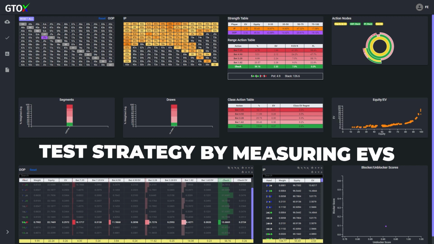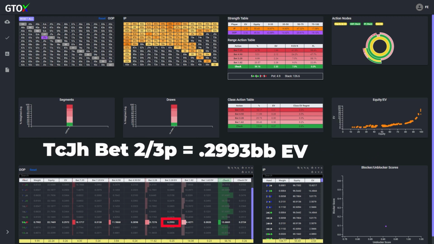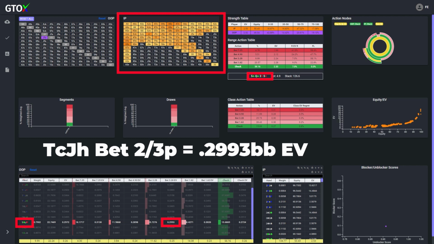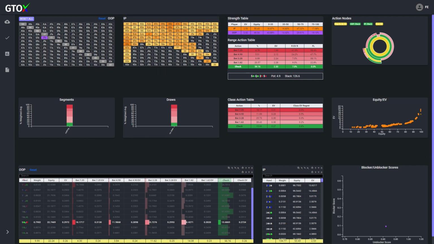Here we see that the EV for betting 2/3 pot with this combo is 0.2993 big blinds. This means that if we decide to bet 10 of clubs, jack of hearts, 2/3 pot against all of our opponent's possible hands and counter strategies and across all possible river cards, on average we should expect to win 0.2993 big blinds. But of course, since EV is not standardized as a percentage like equity, it's only valuable as a measurement tool when we can compare it to the EVs of our alternative actions.